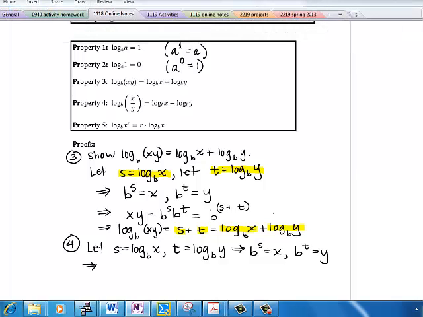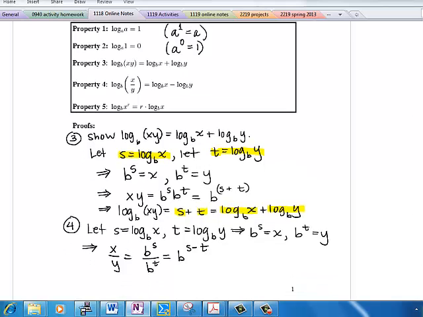So then we want to know about the quotient. We want to look at what x divided by y would look like. x divided by y would be b to the s divided by b to the t, because x is the same as b to the s and y is the same as b to the t. And that's the same thing as b to the s minus t. Remember, when you have a quotient of expressions with the same base, you can rewrite it as the base raised to the difference of the exponents.